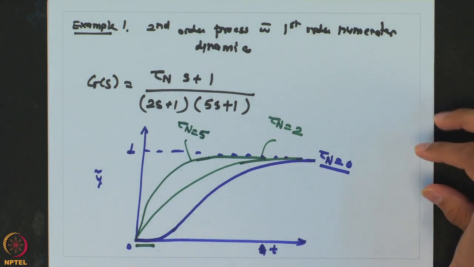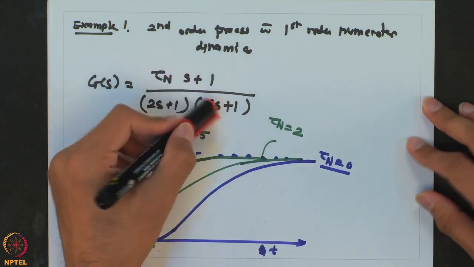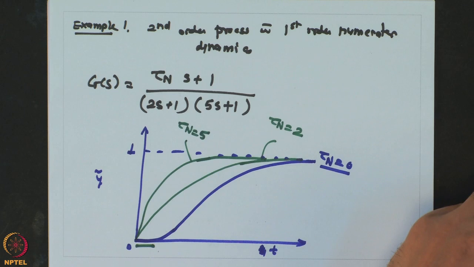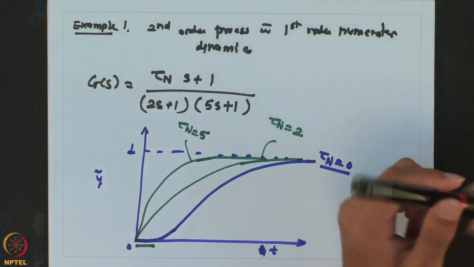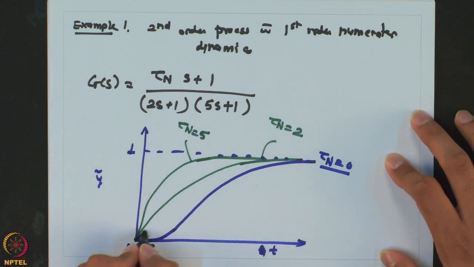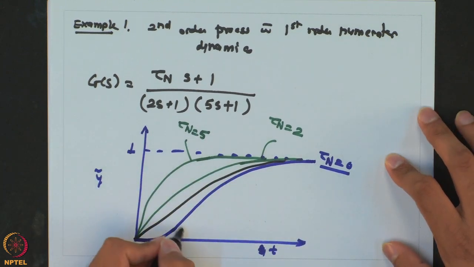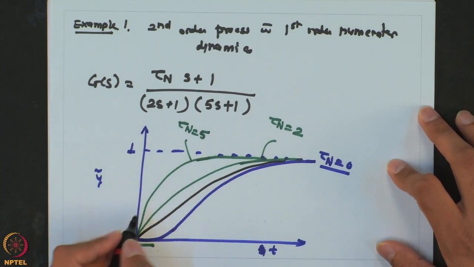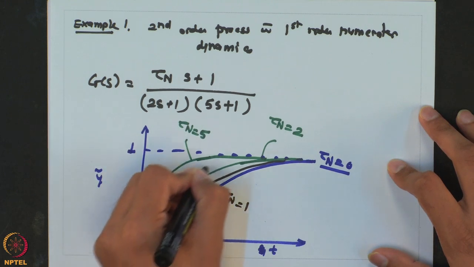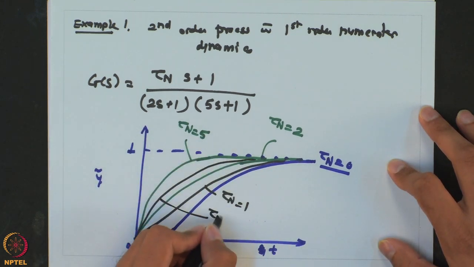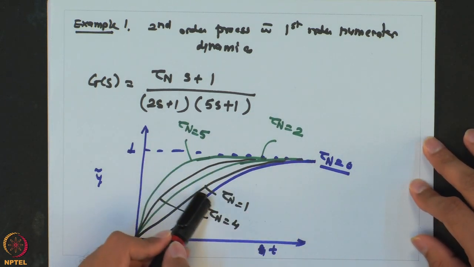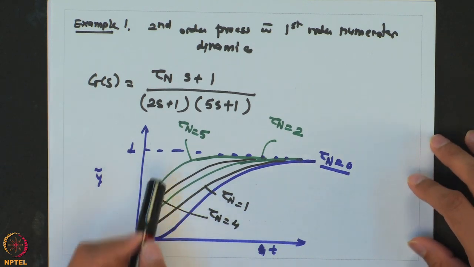Now, the interesting thing will happen when we keep on increasing tau n beyond 5. But before that let me just redraw some of the responses. When tau n was greater than 0 but less than 2, the response would be something like this, which will be faster than tau n equal to 0, but slower than this. So, this is when tau n is equal to 1. When tau n is equal to 3 or 4, the response will be like this. So, what you can see is, as my tau n is increasing from 0, the response is moving in this particular direction.